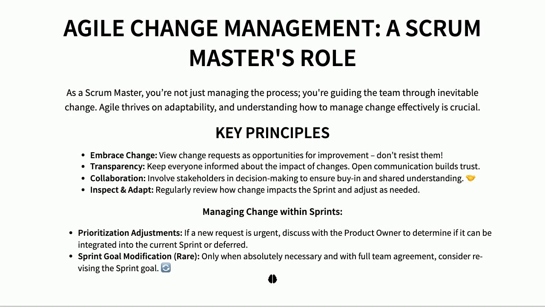Okay, so let's talk about how a Scrum Master handles changes during a sprint. Agile is all about being flexible, and that means change happens, it's not always avoidable. The key is to embrace those changes as opportunities for improvement. We need to be transparent with the whole team, keeping everyone in the loop about what's happening and why. Collaboration is super important too. Getting stakeholders involved ensures everyone understands the impact and feels like they have a voice. And finally, we continuously inspect how these changes are affecting our work and adapt accordingly.